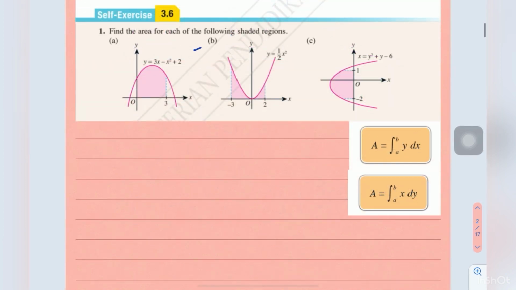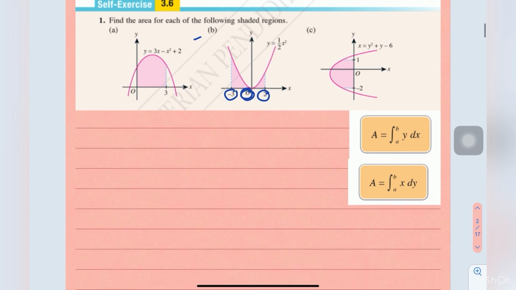Then question 1b, we have to find the area under the graph. From the graph, we have two separate shaded regions, the left and the right side. For the first shaded region the limits are negative 3 to 0, and the second shaded region is 0 to 2. So the lower and upper limits are continuous, and we can integrate directly using the first formula, because the limits are values of x. So the area is from negative 3 to 2 of y dx, where y is 1 over 2 x squared.